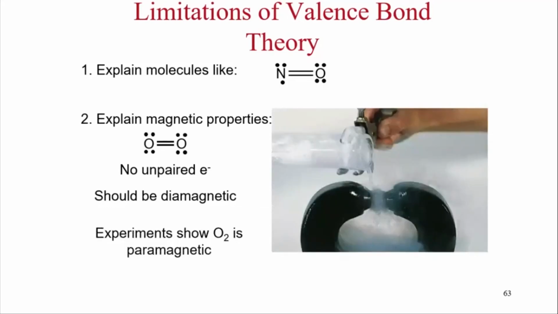If you run liquefied oxygen through a magnet, look what happens in the middle there. It sticks. In other words, oxygen molecules do have a magnetic field. They are paramagnetic. But according to the Lewis structure and according to valence bond theory, all of the electrons should be paired up, and therefore there should be no net magnetic field. So this is where the valence bond theory falls short.